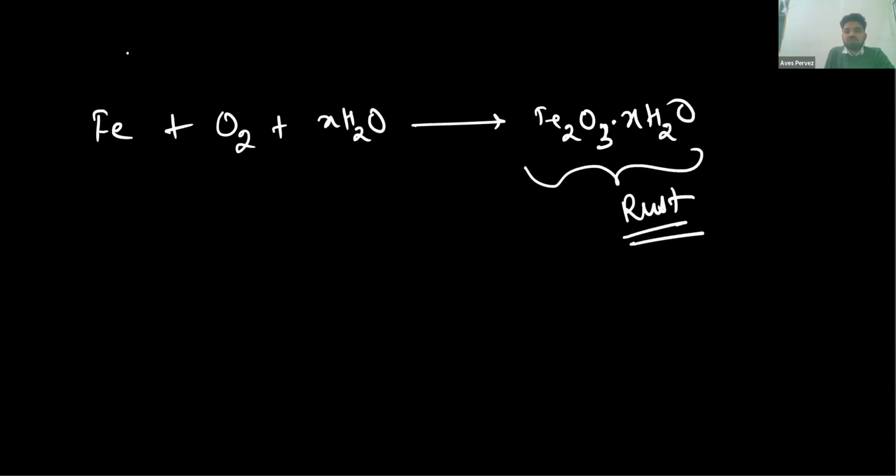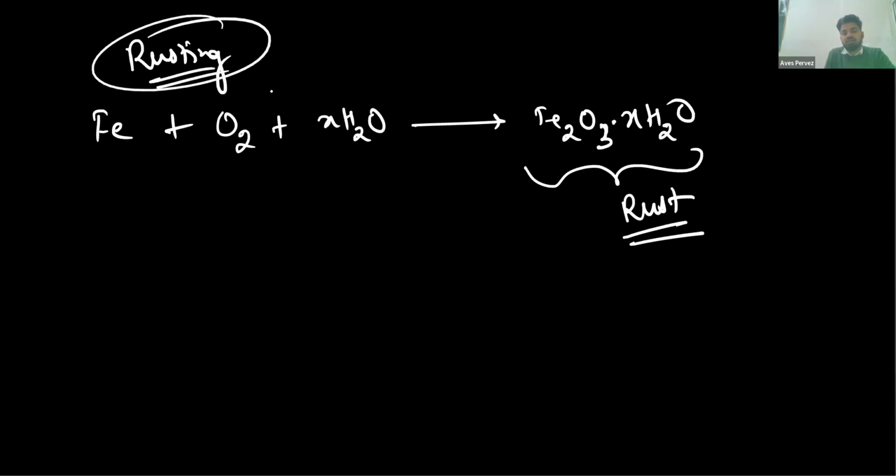Because rusting is the corrosion of iron, we cannot say that rusting is taking place in aluminium. The special name given to the corrosion of iron is rusting. Okay, got it? Yes, sir. So if I'm talking about rusting, it's the corrosion of iron.